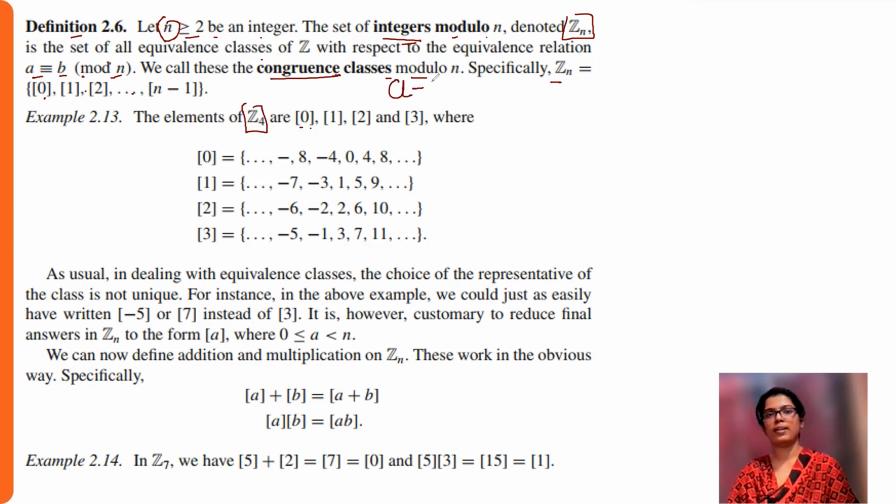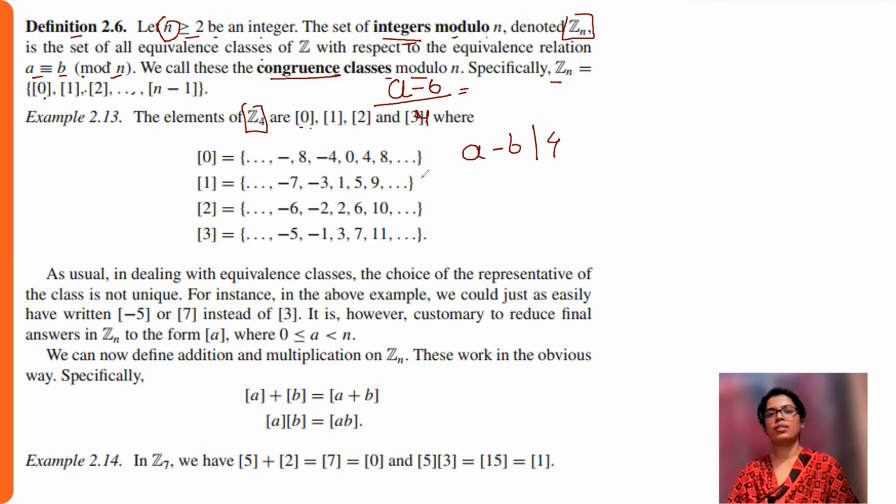You have two elements, A minus B, which if you divide by 4, the remainder is equal to 0 or 1. We can say that it is divisible by 4. So we have two elements which are divisible by 4. That element is known as Z4.